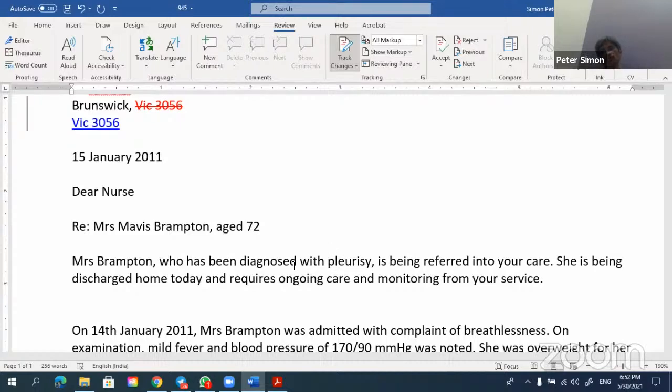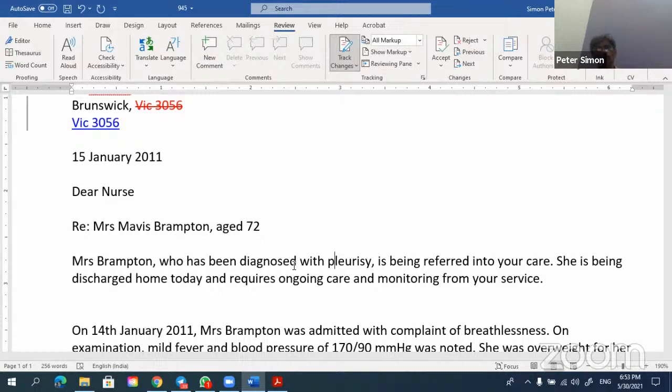So, Mrs. Brampton, who was diagnosed with pleurisy, you can say, because this diagnosis happened and is finished. It's past tense, five days back. Today is the 15th, and she was admitted on the 10th. Even one day before or two days before, it is simple past. So who was diagnosed is better. Okay, is being referred into your care.